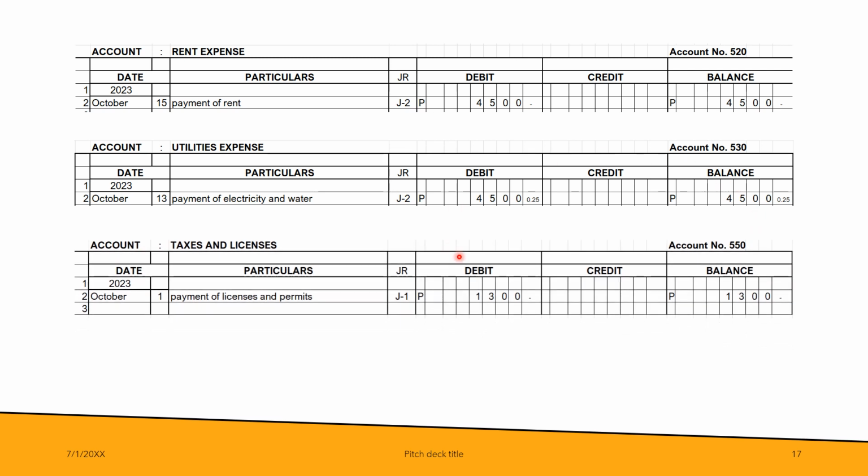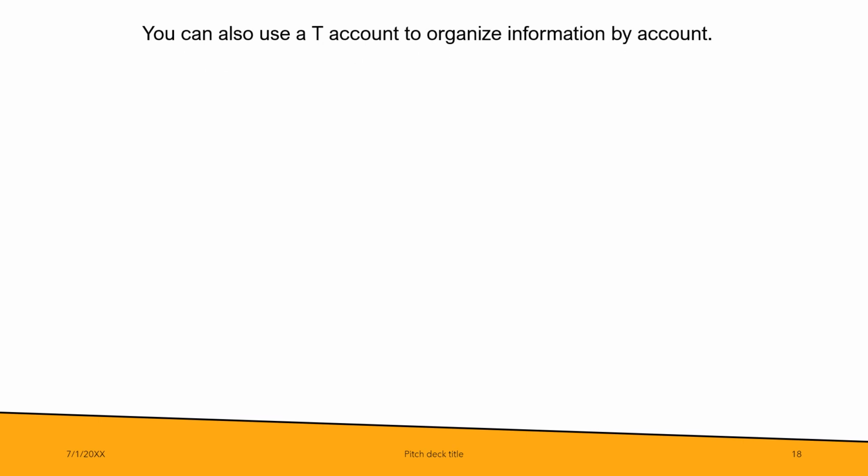So our general ledger will show you this account after posting all entries from the general journal. After that, what's next? You can also use a T account to organize information by account, because what we did in the previous slides is a formal way of posting journal entries. And you can also use a T account for that purpose.